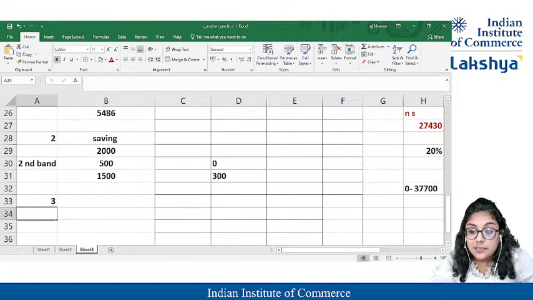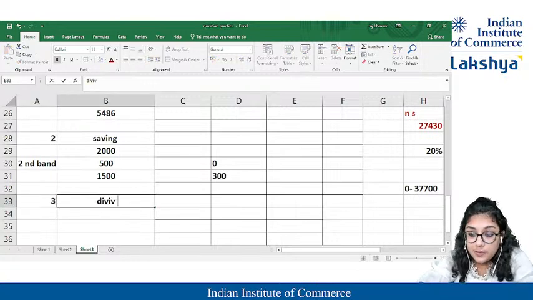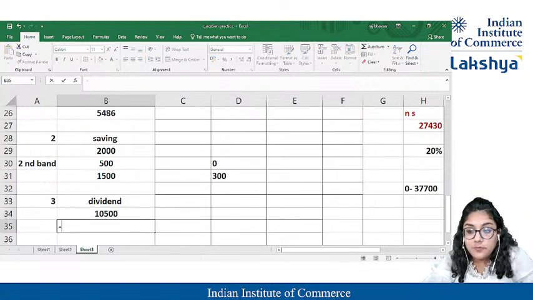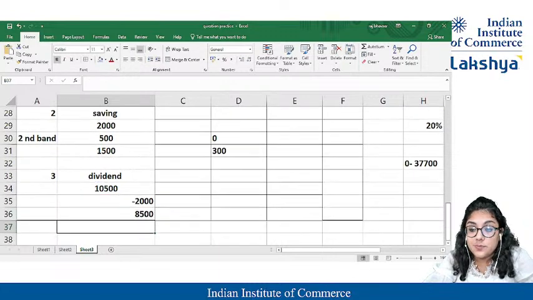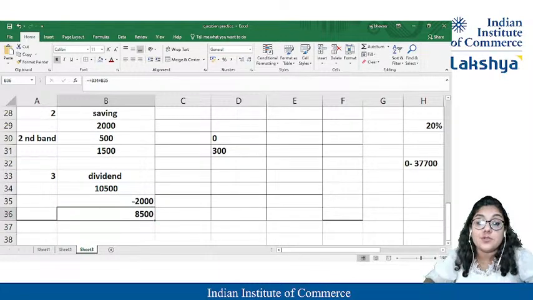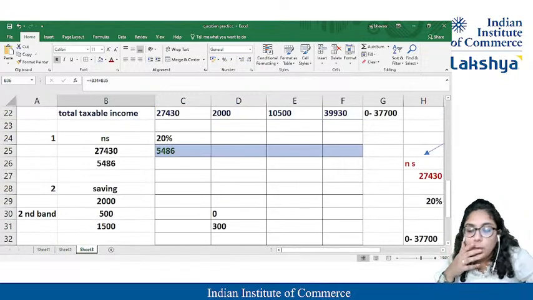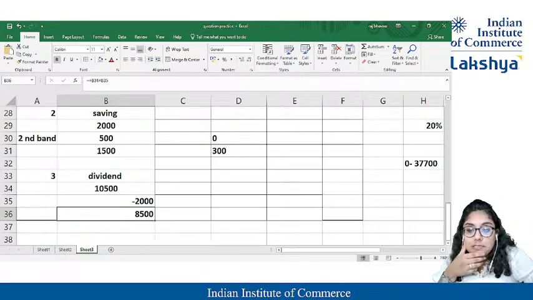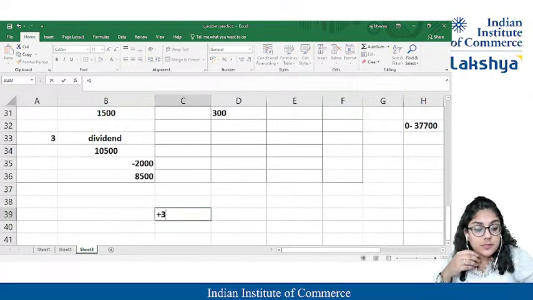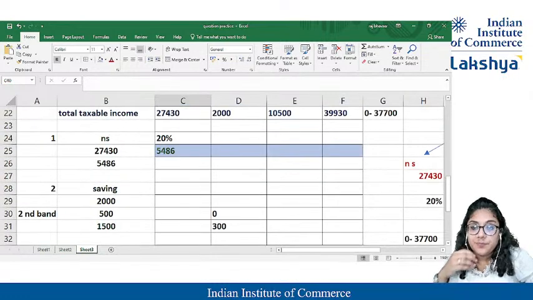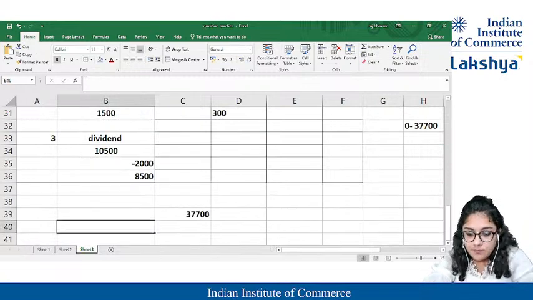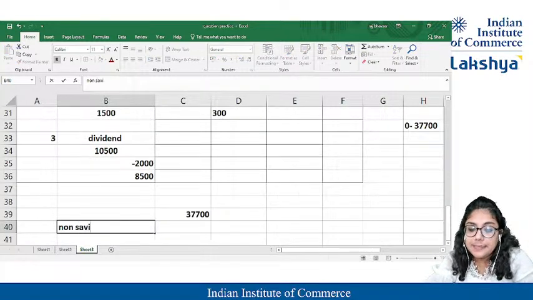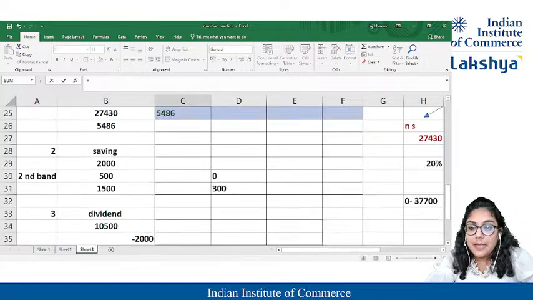So when you go to the third now, students, dividend is the thing which you need to understand. For dividend, you had 10,500, out of which 2,000 is actually at the rate of 0%. So what is the leftover situation? This 8,500. Now 8,500 is also to be bifurcated between two parts. Why? Because my first slab was how much? My first slab was 37,700, out of which this much is gone. Non-savings, you utilized it. I utilized this much.